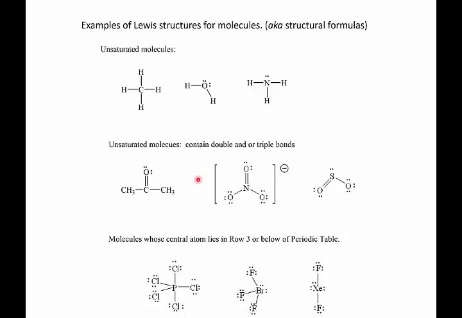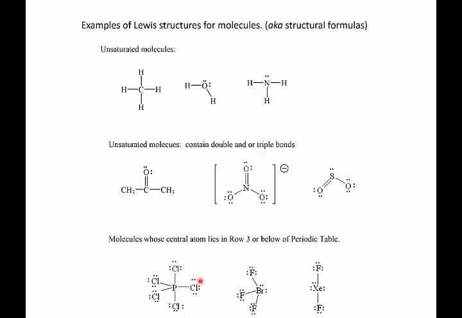These 3 are molecules that they all have a double bond. Refer to those as unsaturated molecules. This is acetone. It's got a carbon-oxygen double bond. This is a nitrate ion, NO3 minus 1 ion. And this is a sulfur dioxide molecule. All of those have at least 1 double bond.